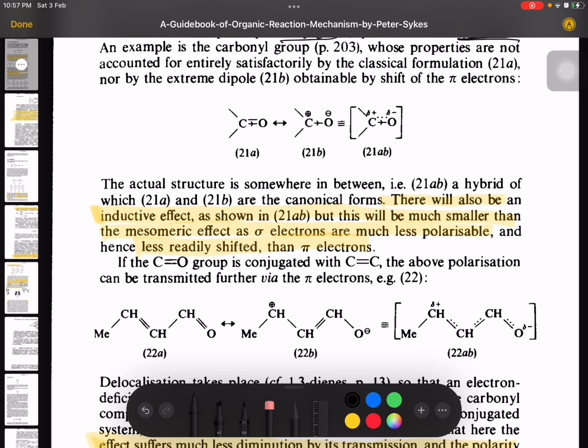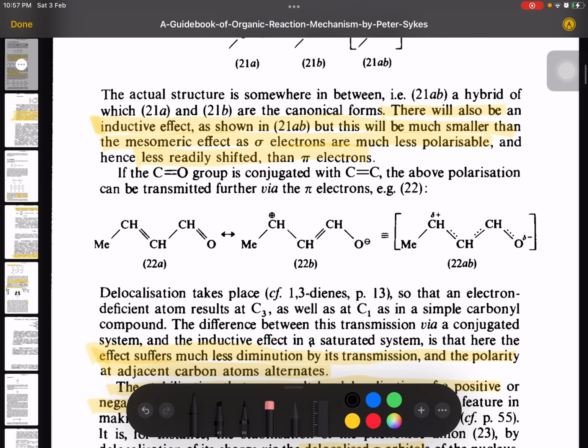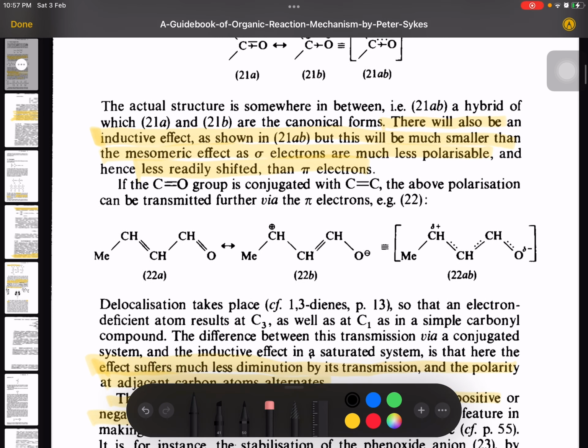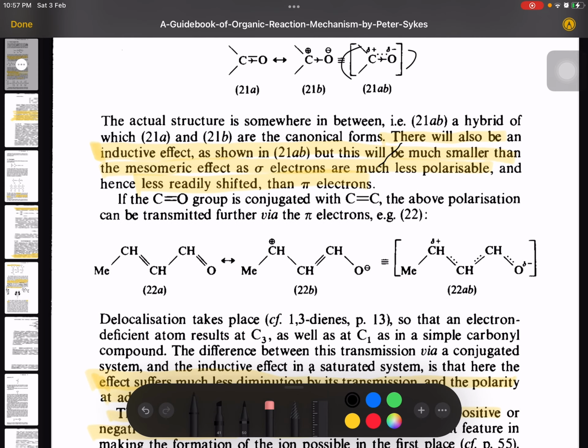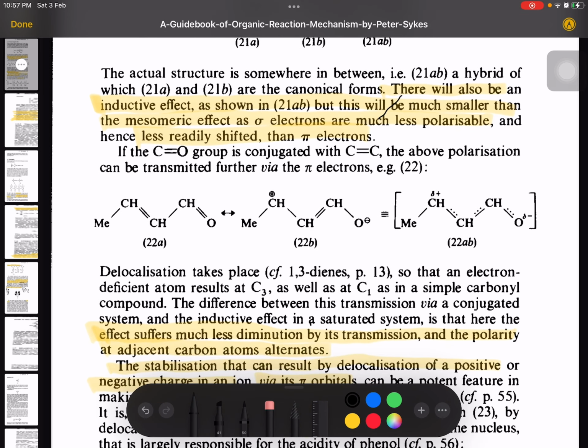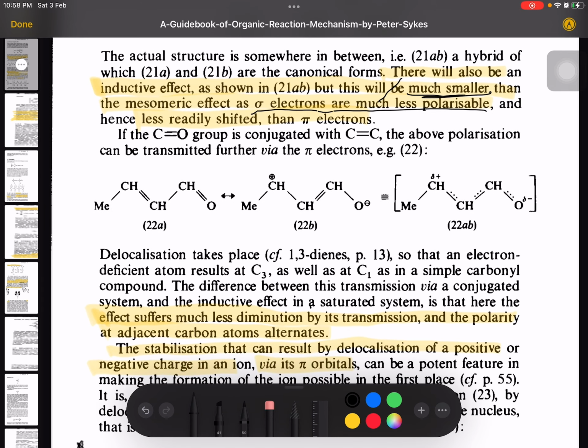So just shifting it, plus here, minus here. The actual structure is somewhere in between, I.E. 2 1 A B, which is the resonance hybrid, a hybrid of the canonical forms. There would also be an inductive effect as shown, but this will be much smaller than the mesomeric effect. Obviously, resonance will dominate over the inductive effect, as sigma electrons are much less polarizable and hence less readily shifted than pi electrons.